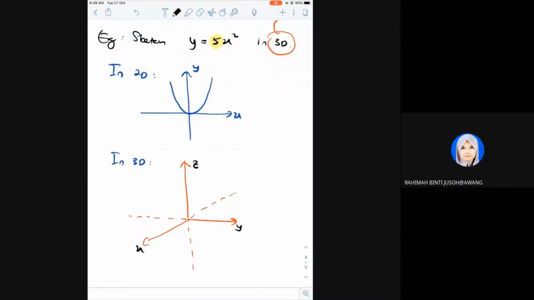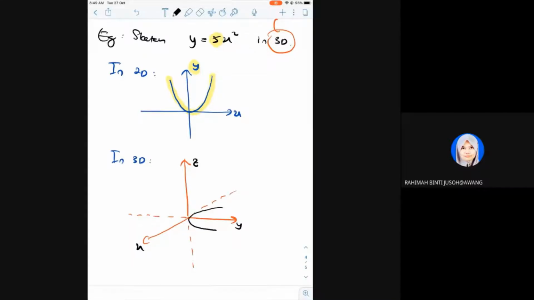Okay, now guys, next, what you should do is, you have to transform this curve to 3D. If you look, it's smiling, it's facing the y axis, right? It's facing, pointing toward the y axis. Okay, so now let us transform this curve to 3D. It's facing the y axis, positive y, like this. Okay, it's facing toward y.